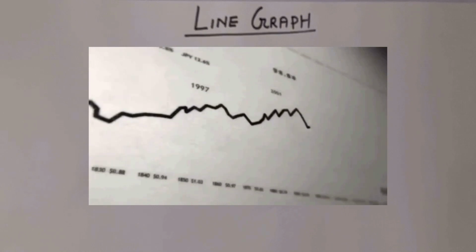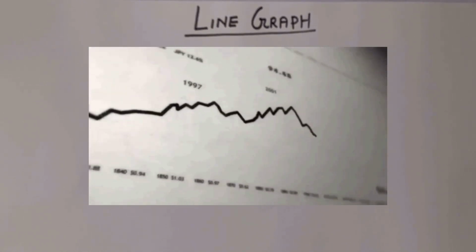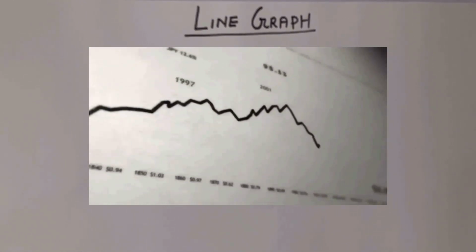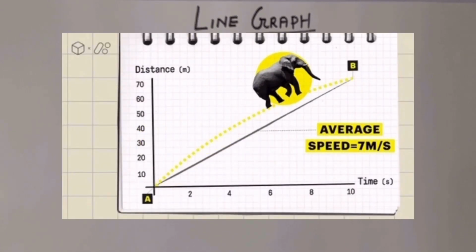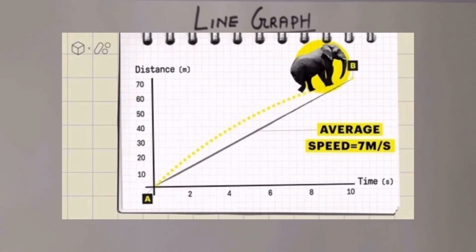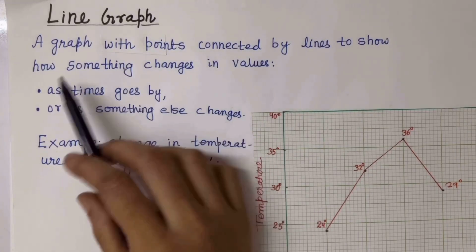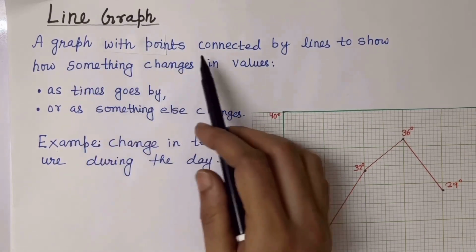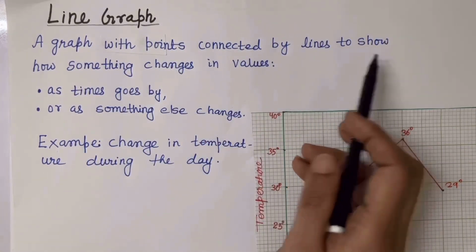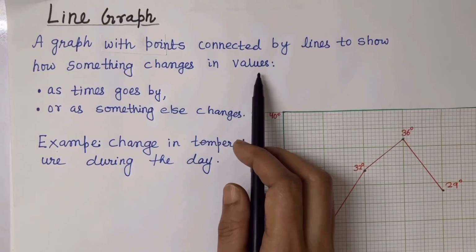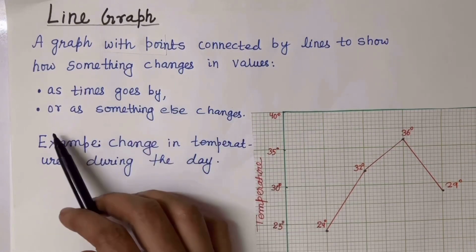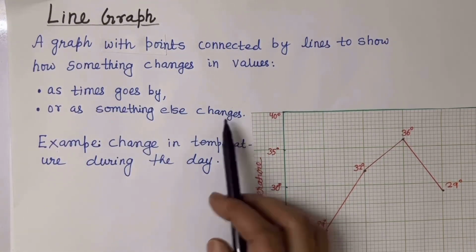Have you ever seen graphs in a newspaper, television, magazine, book, etc.? The purpose of a graph is to show numerical facts in visual form so that they can be understood quickly, easily and clearly. A line graph is a graph with points connected by lines to show how something changes in value as time goes by or as something else changes.